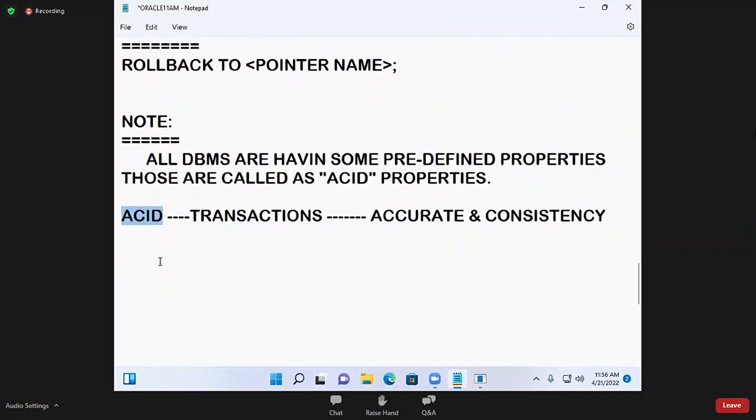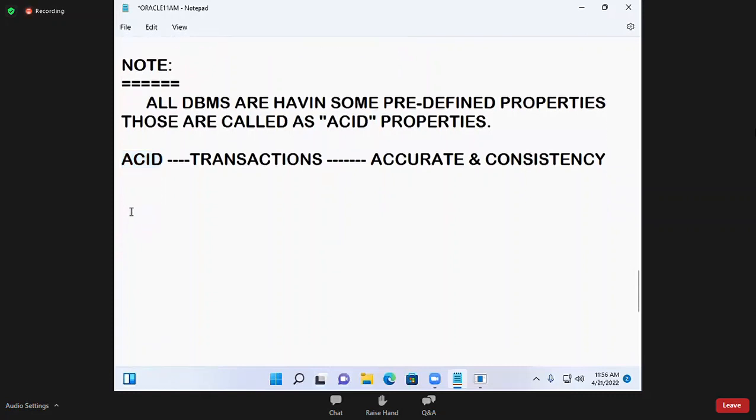But how, sir? What is ACID? What is the stand of A? What is the stand of C? What is the stand of I? And what is the stand of D? Let me explain one by one, with some examples. Observe. The first one is A. A stands for Atomicity. Here, atomic means what? Atomic means a single, or else we can say one.